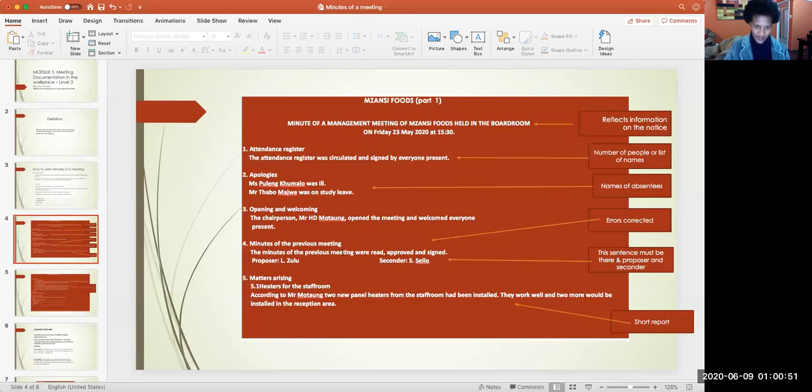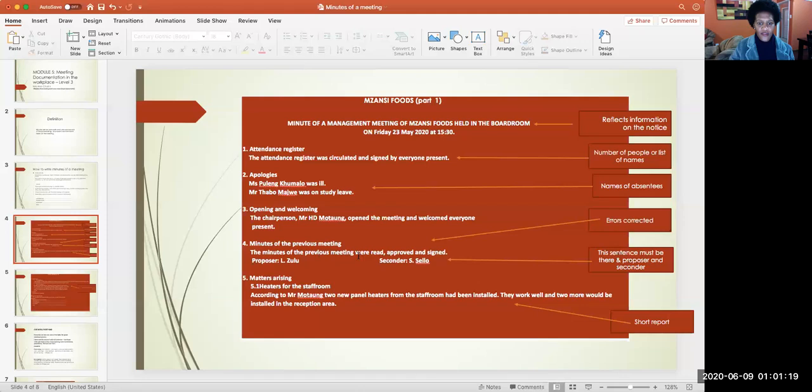Number four, minutes of the previous meeting. I explained what minutes of the previous meeting are to you, but I'm going to explain it again. Minutes of the previous meeting are all the items that were discussed in the previous meeting, and they must be approved. Hence we have the proposer here, and also the seconder.